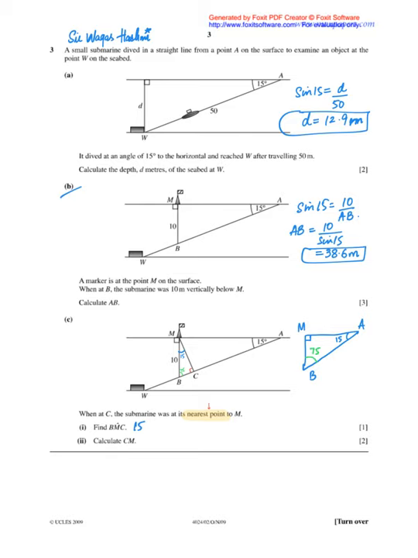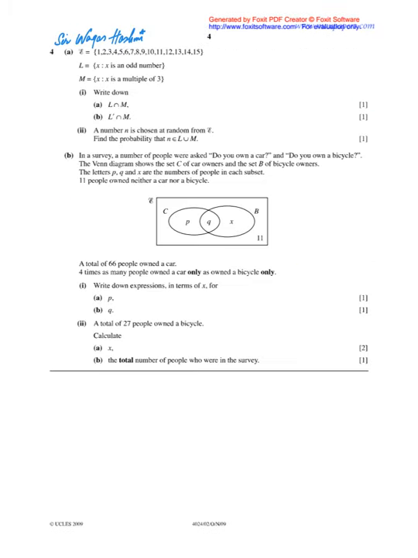And after that, it's part B, calculate CM. So to find the length of CM, again you can use trigonometry here. So hypotenuse and adjacent, right? So you can apply cos 15. Adjacent is CM, and hypotenuse is 10. So by doing cross multiplication, you will get the value of CM, and that is 9.66 meters. That is your answer.